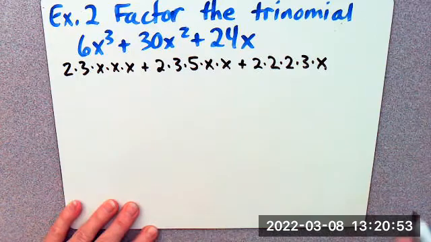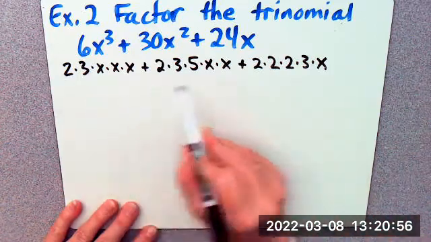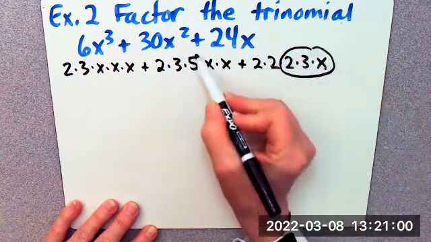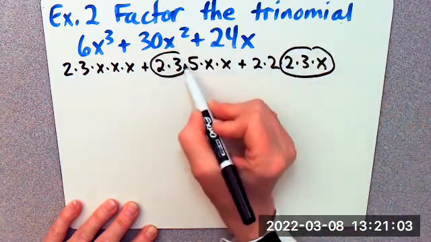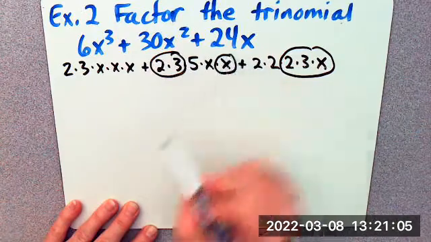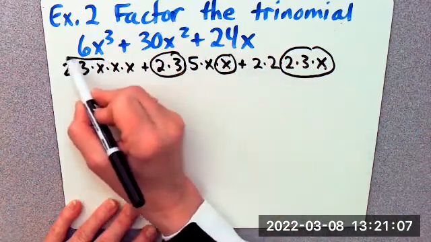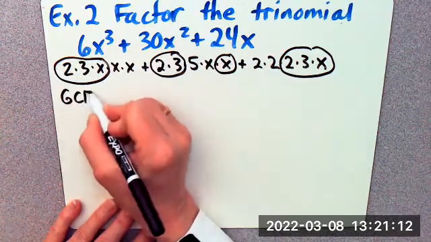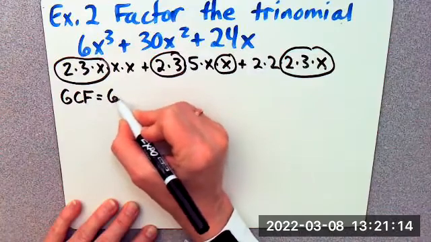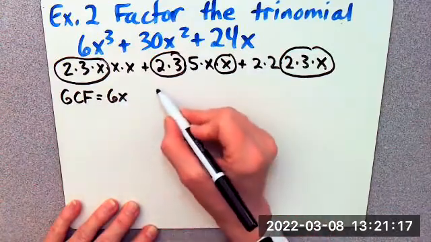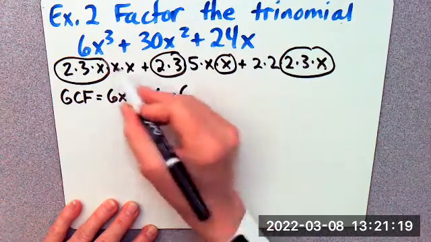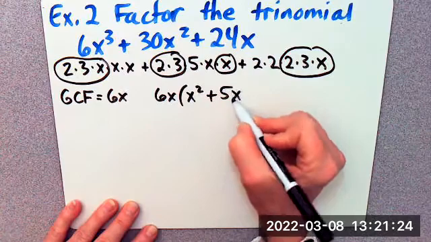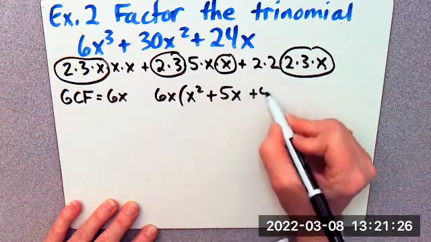So we look at what do they have in common? Well, it looks like they all have 2 times 3 times x. So we have a 2 times 3 here. We'll take that x, and we have 2 times 3x here. So now our greatest common factor is going to be 6x. So we can pull 6x out. And what's left is x squared plus 5x, and then plus 4.